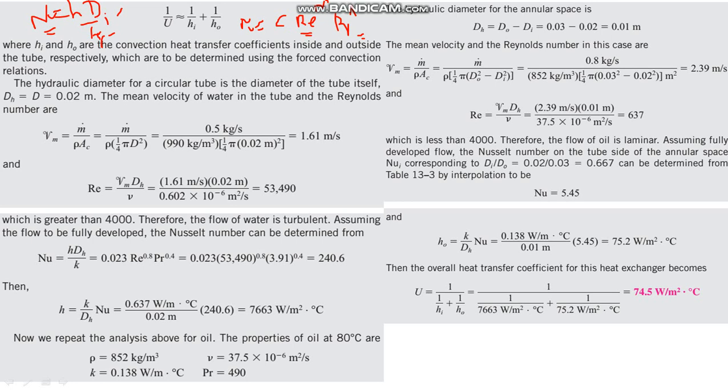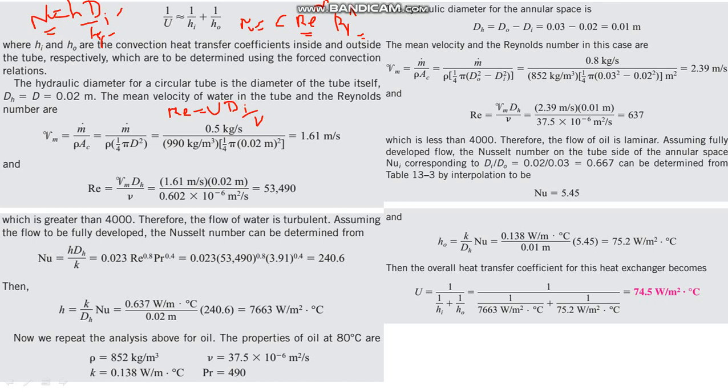How do we find the Reynolds number? This is the formula. Reynolds number is equal to u d by nu, where u is velocity, d is diameter, and nu is the kinematic viscosity in meter square per second. Just put it in and you will find Re. But for that we have to find u.